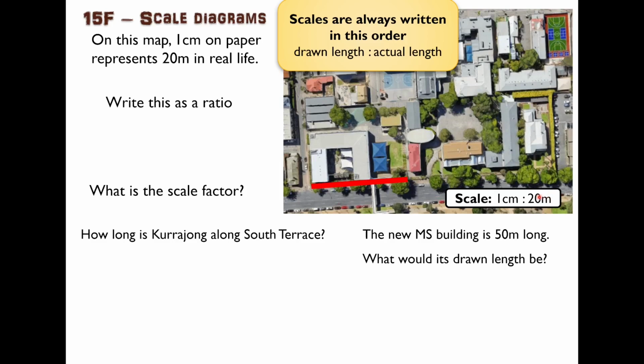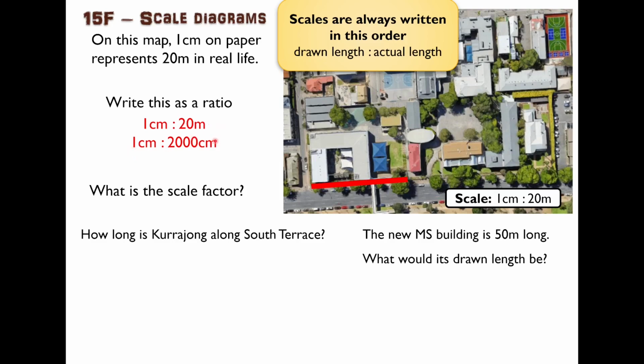We can write this as a ratio. 1 centimeter represents 20 meters. To write this as a more usable ratio, we can convert them both to the same unit. So here I've got 1 centimeter is 20 meters. They're different units. Can we convert 20 meters into centimeters? 20 meters is 2,000 centimeters because 1 meter is 100 centimeters, times by 100.